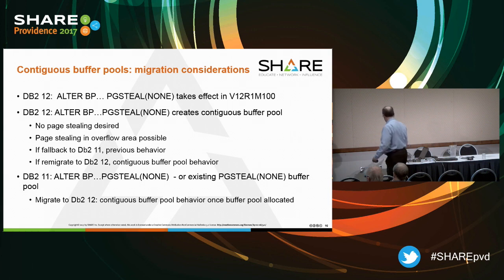So when you think about migration, if you're in version 12 and you do an alter buffer pool to page steal none, you can do that right there in V12R1M100. In other words, what we used to think of as conversion mode. So right after you get to version 12, you can issue the command and it'll work, but of course you have to reallocate the buffer pool for it to take effect. If you have a buffer pool defined with page steal none in version 11, and you migrate to 12, part of the migration is that you cycle that DB2. So when it comes back up, it'll behave like a contiguous buffer pool.